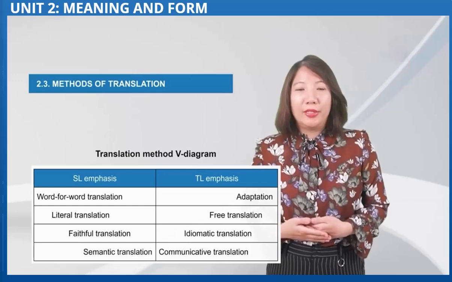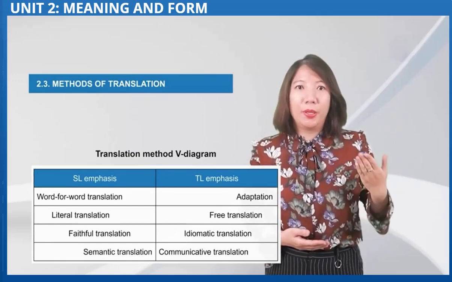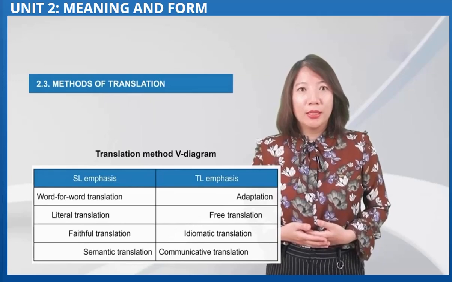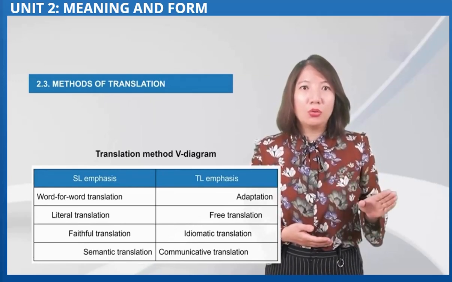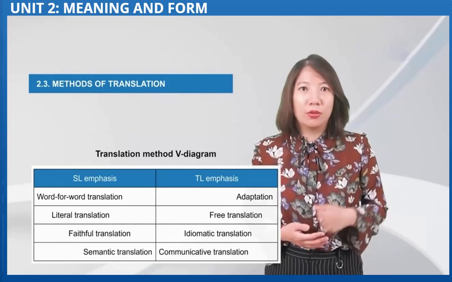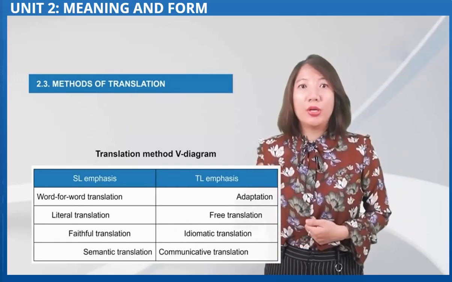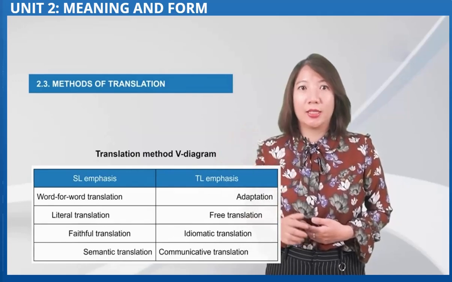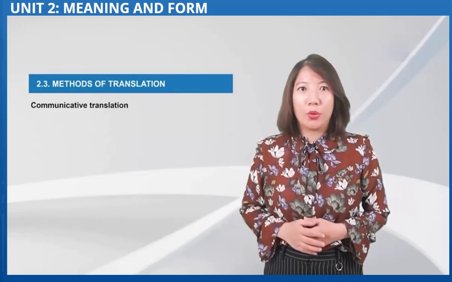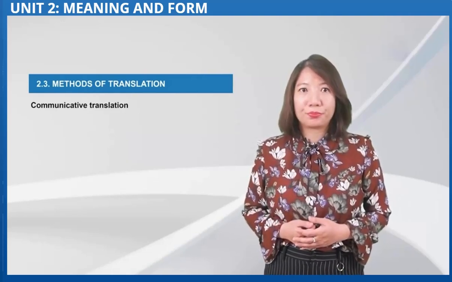So we have discussed the four methods on the left side of Peter Newmark's V diagram. We can say that the four methods all focus on or put more emphasis on the source text. Now we are going to talk about the ones that put more emphasis on the target text. And the first one we talk about now is communicative translation.